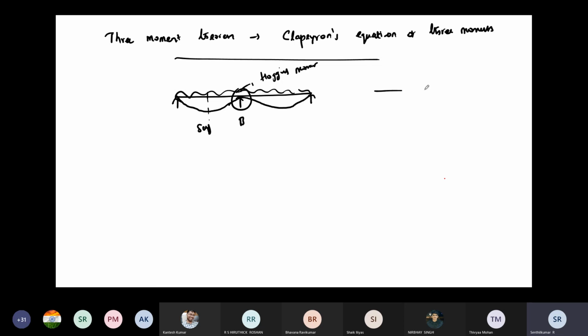Even if your beams are like this, you can say this support is a pin support. It's not a pin support. It's a kind of beam that is continuously running.